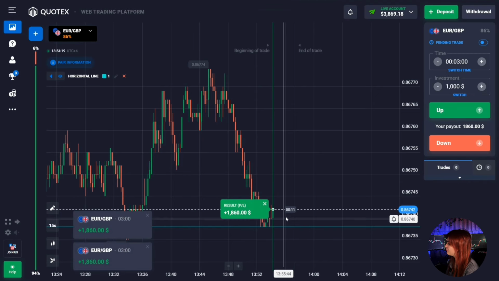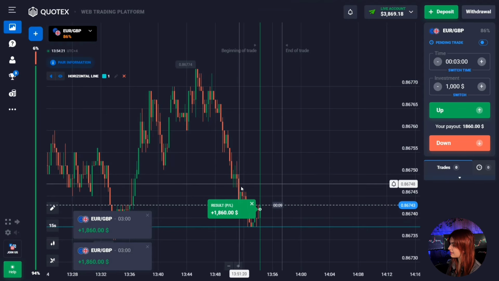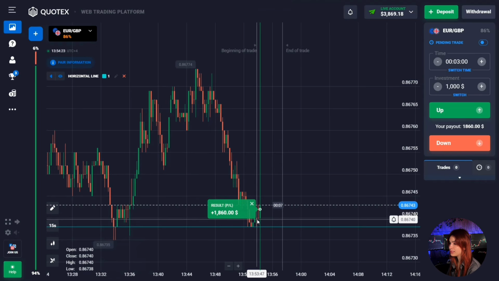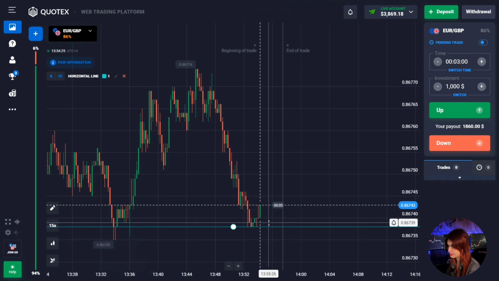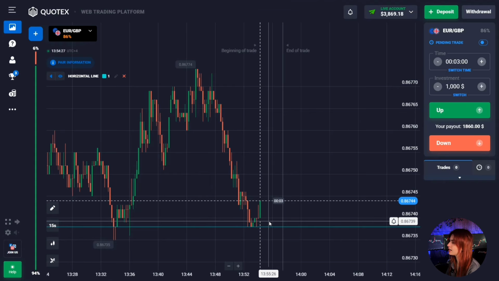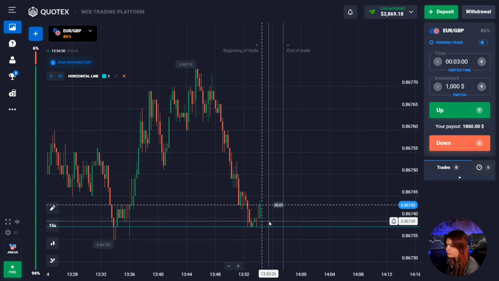Well, guys, the price continued to move towards the level and we got the profit here. 3 minutes was enough for us, guys. The price really has a great potential to go down. This situation worked out perfectly well.